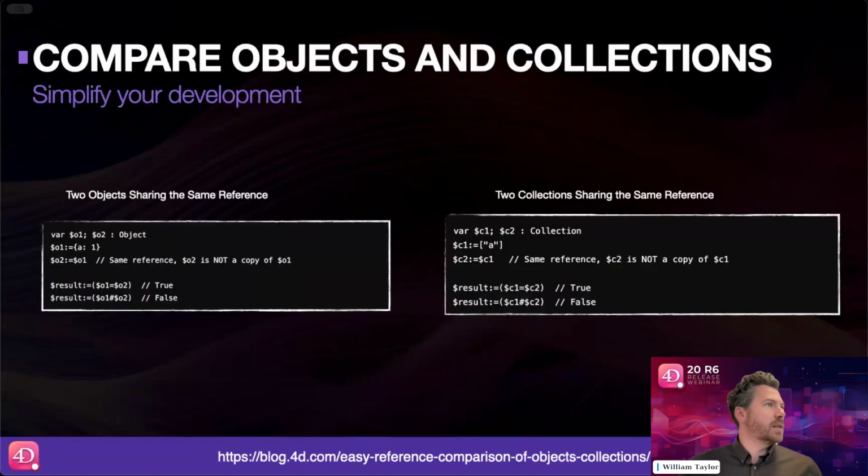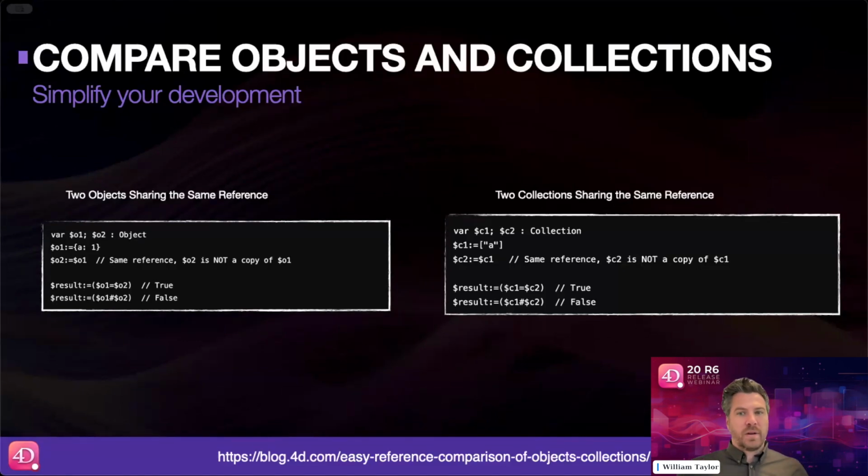Next feature is the shallow comparison of objects and collections. So in 20R6, comparing object references is now easier than ever using the equal or pound operators, or depending on how old you are, you say pound, or you can say hash, right? Maybe for the young people. They allow you to determine if objects or collections share the same reference or are distinct, right?